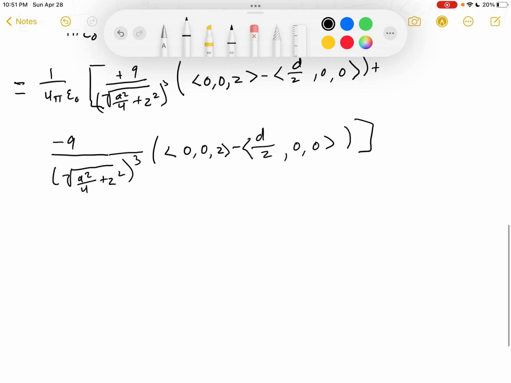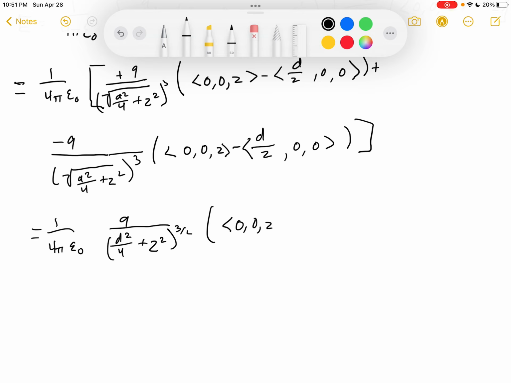After further simplification, we get 1 over 4 pi epsilon naught times q over d squared over 4 plus z squared to the 3 halves, times our vectors 0, 0, z minus d over 2, 0, 0, minus 0, 0, z plus d over 2, 0, 0.